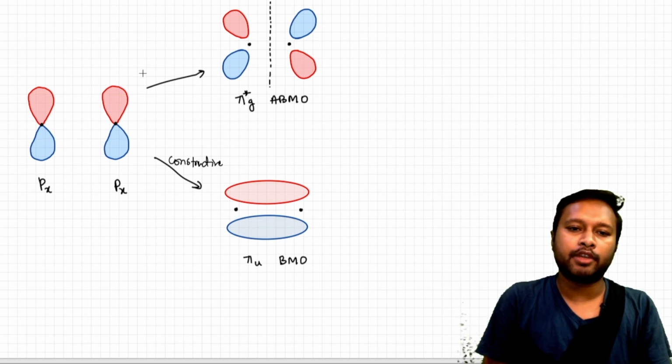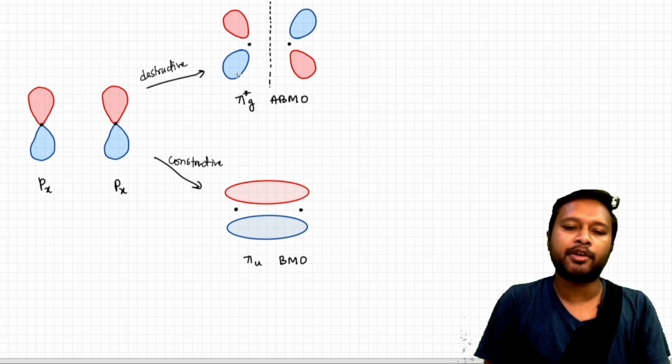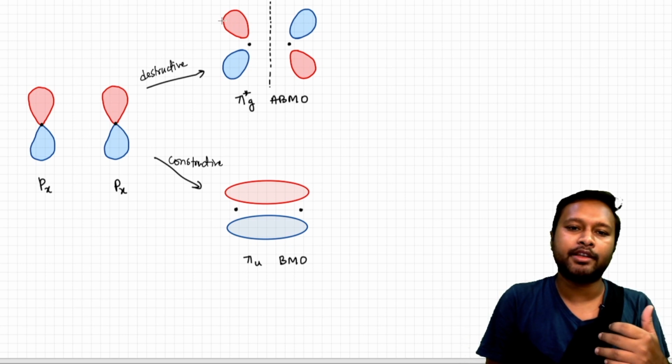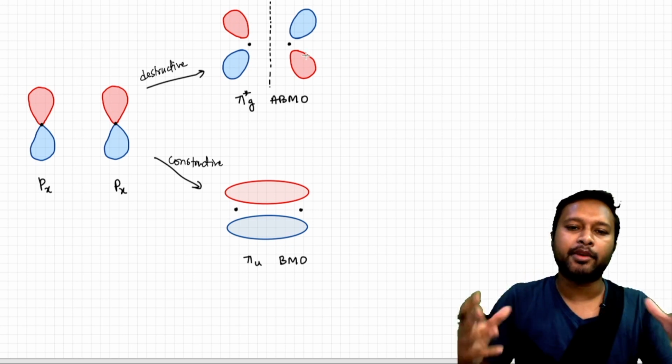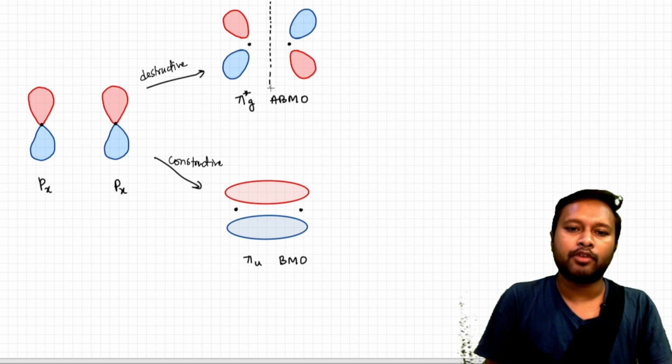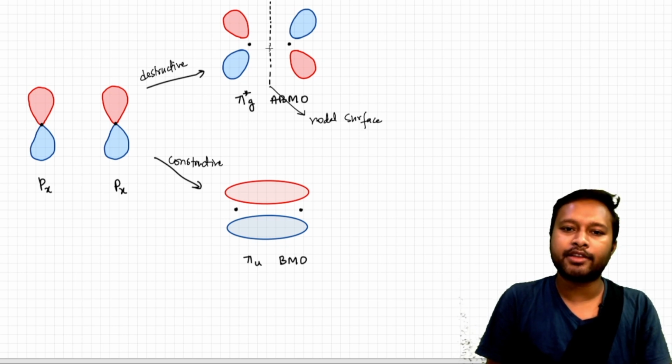Now if they do the destructive overlapping, in that particular case, what is going to happen is that these orbitals are going to get repelled away from each other, forming a nodal plane in this case. This is the nodal surface which we are going to get, and this particular one will be the pi anti-bonding orbital. Now what is going to be the parity? Since you can see there is an inversion center, a point of symmetry in this case, it will have gerade as the parity or as the symmetry of this particular molecular orbital.